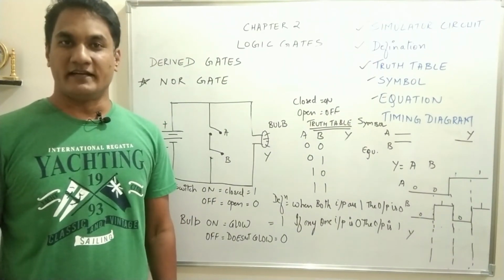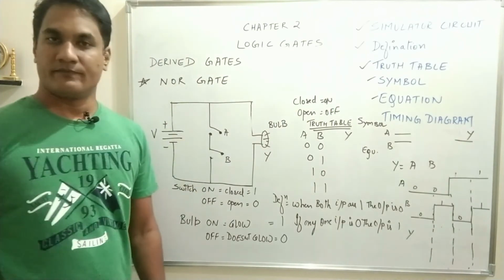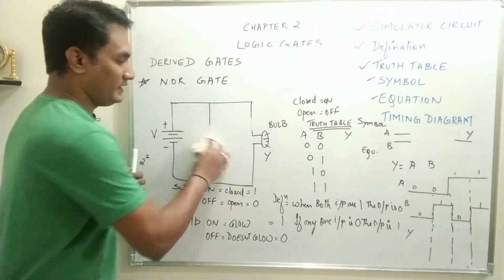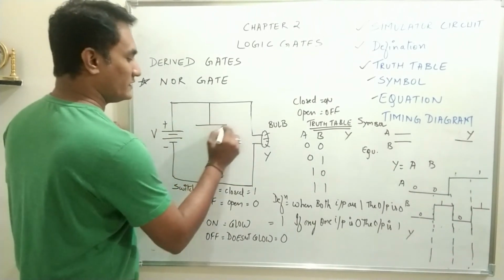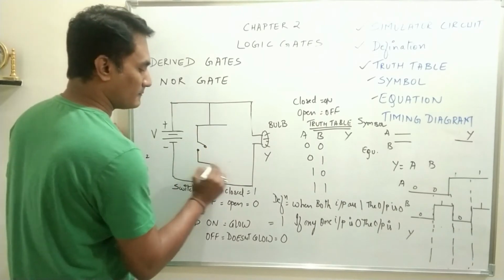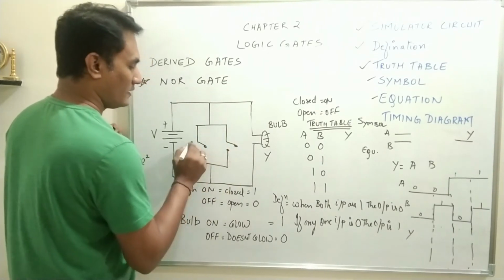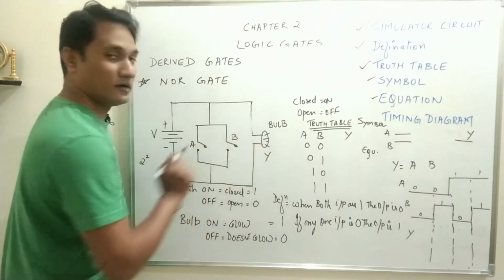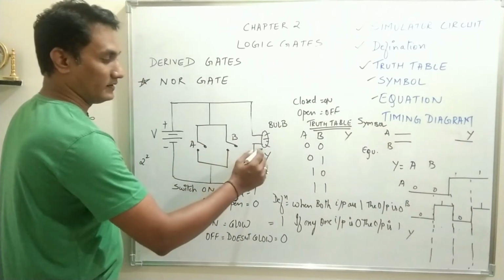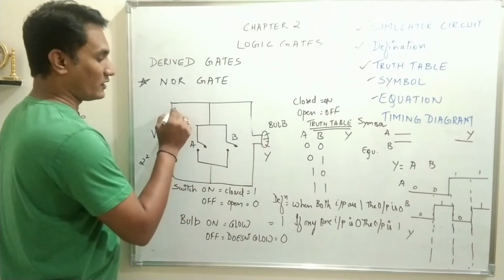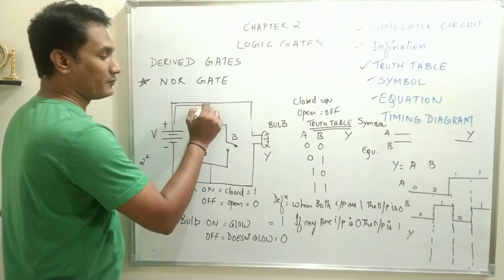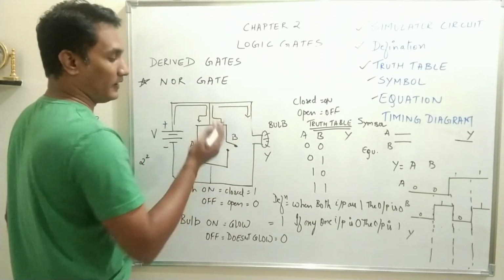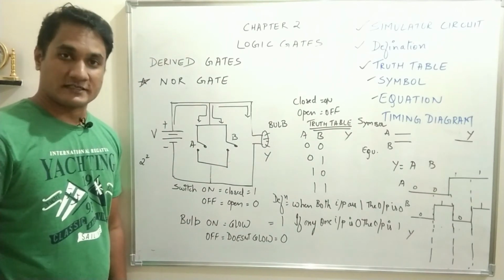The next derived gate is NOR gate. See the modification which I am going to make for a NOR gate. In this case, the two switches will be connected in parallel, A, B, and they are connected in parallel to the bulb. So all these three are in parallel. So current, when it flows, up to this point it can flow through A also, it can flow through B also, and it will flow through the bulb, of course depending upon the condition of switches.